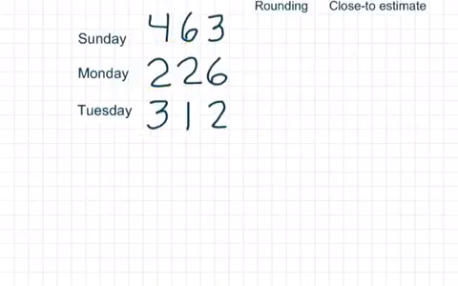So let's look at these same exact figures, but I'm going to tell you a different story, and I want you to see if you think those estimates would still be good enough. So here's the story. Rob, Brian, and Ari need at least 950 popsicles for the school picnic. Rob bought 463, Brian bought 226, and Ari bought 312. Do they have enough popsicles?